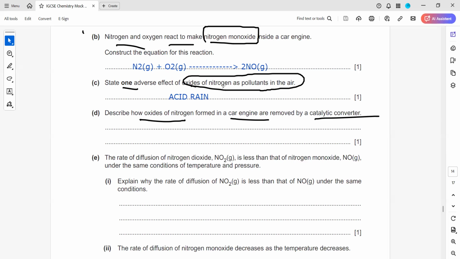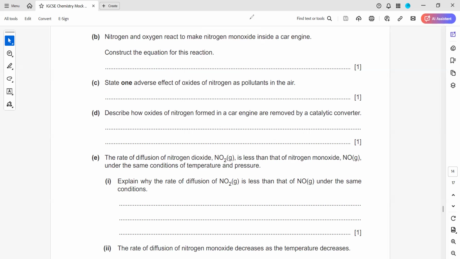converter. Nitrogen monoxide is reduced by carbon monoxide. No, they're not oxidized, they're reduced. This is not oxidation, because what happened in a catalytic converter? The nitrogen monoxide reacted with carbon monoxide to form nitrogen gas and carbon dioxide. So this is a reduction. They ask how oxides of nitrogen formed in a car engine are removed, so oxides of nitrogen are reduced.